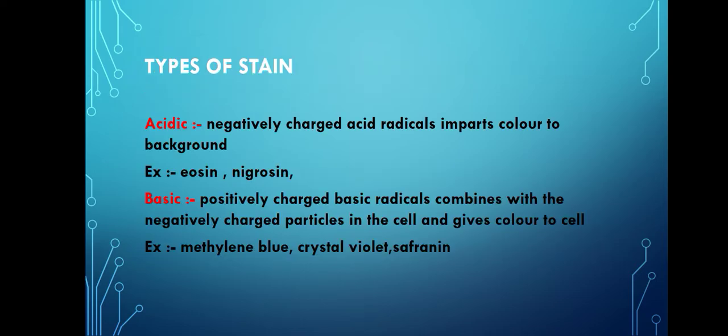There are two types of stain, that is acidic stains and basic stains. Acidic stains are negatively charged acid radicals, while basic stains are positively charged basic radicals. Acidic stains impart color to the background and basic stains impart color to the cell. Examples of acidic stains are eosin and nigrosin, while examples of basic stains are methylene blue, crystal violet, and safranin.